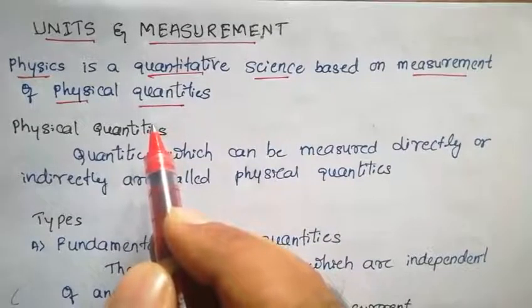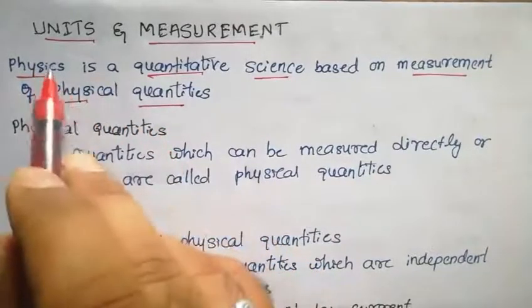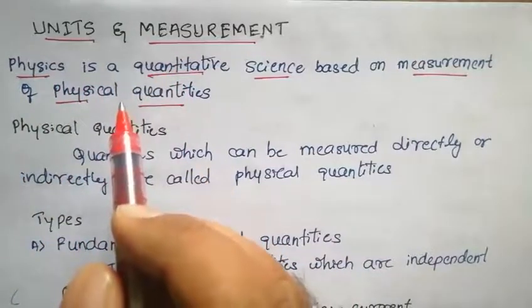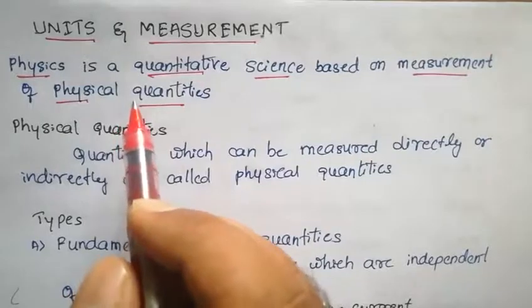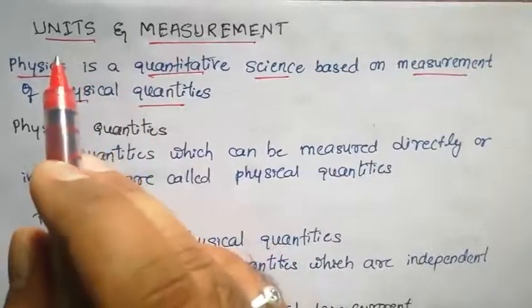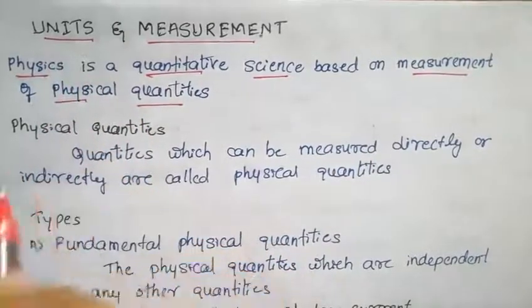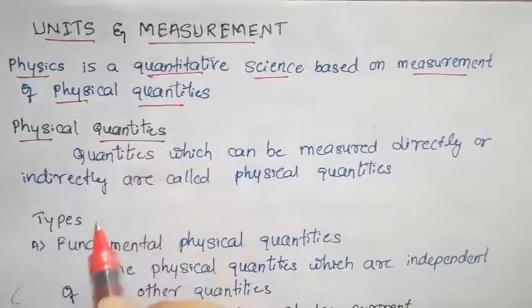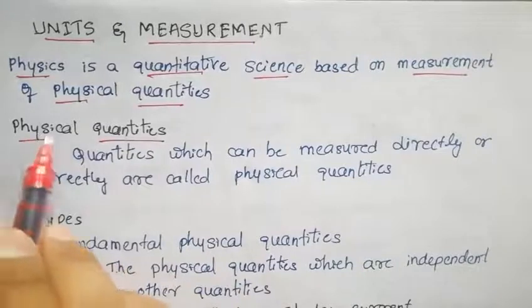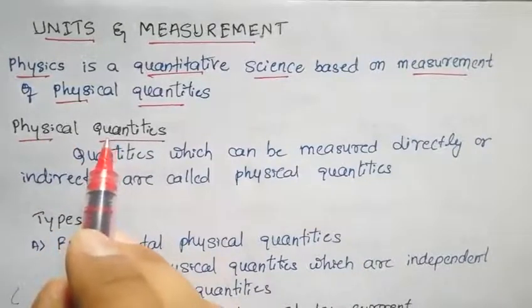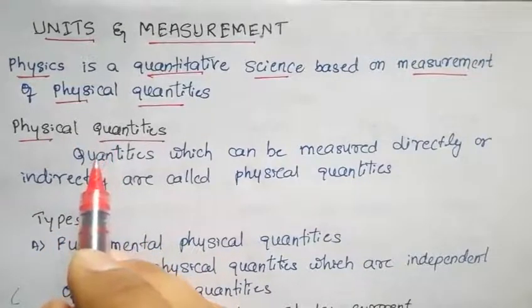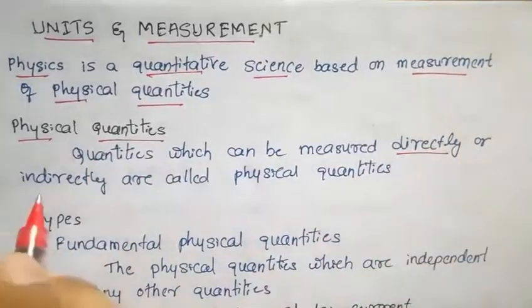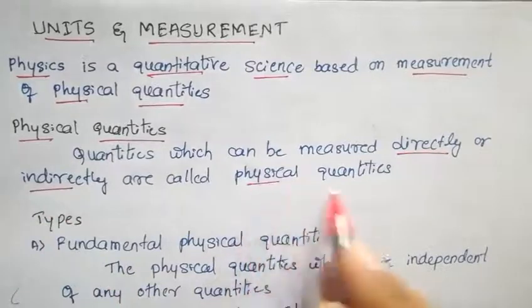In this chapter, we discuss mainly what is meant by unit, what is meant by measurement, how to measure a given physical quantity, and how to express it in terms of units that we study. So now here, let's understand the concept of physical quantity. What is meant by physical quantity? A physical quantity is a quantity which can be measured either by a direct method, or indirectly.